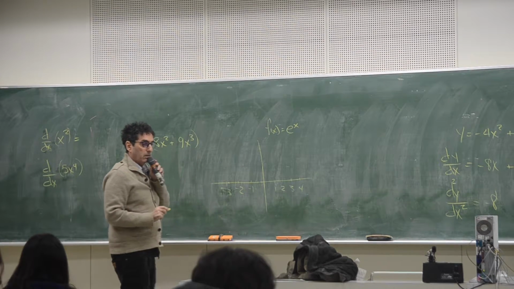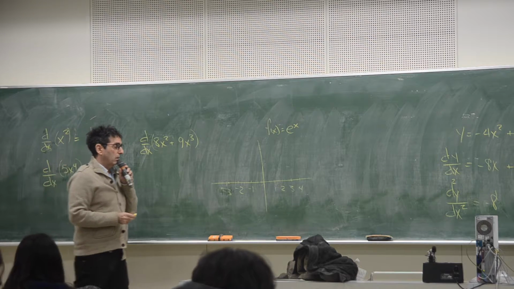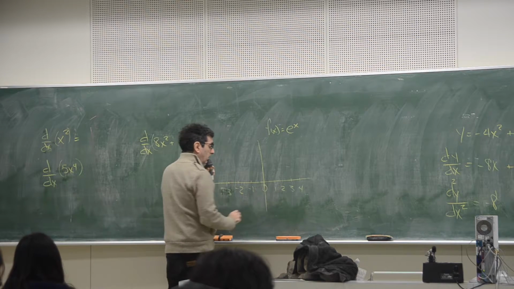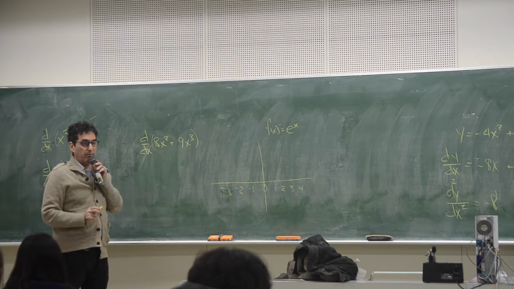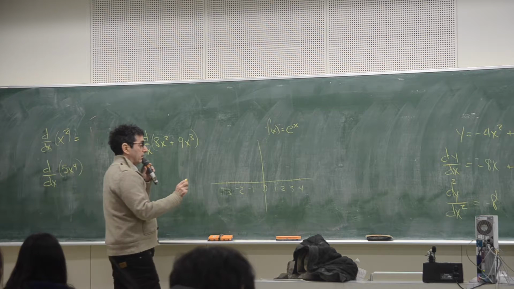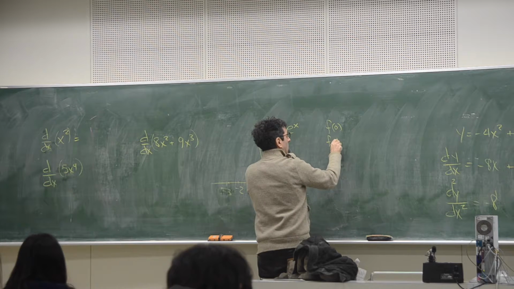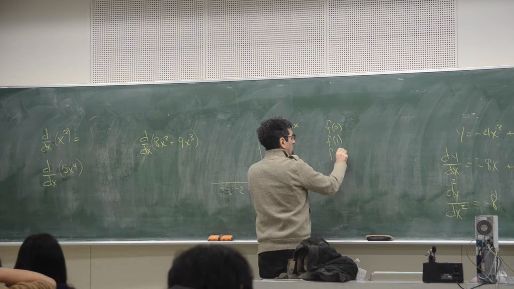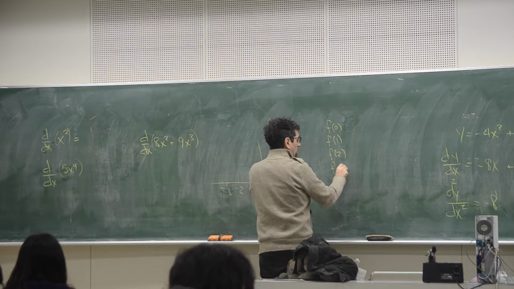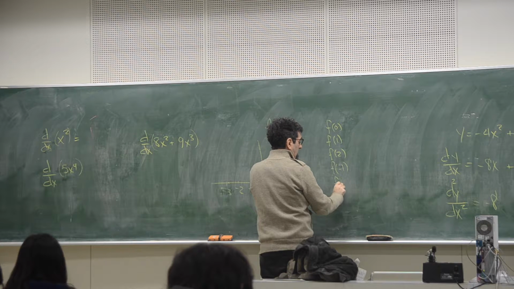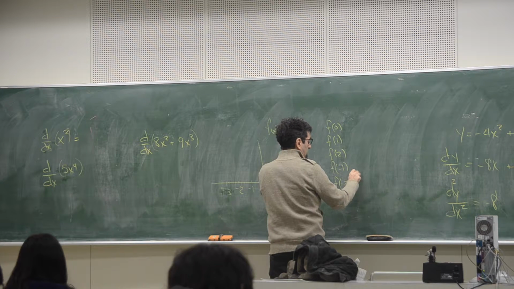Right? So let's do that. Well, we also might check 0. Okay, so how about 0? So I can say, what is f of 0? What is f of 1? What is f of 2? What is f of -1? What is f of -2? I can ask all these questions.